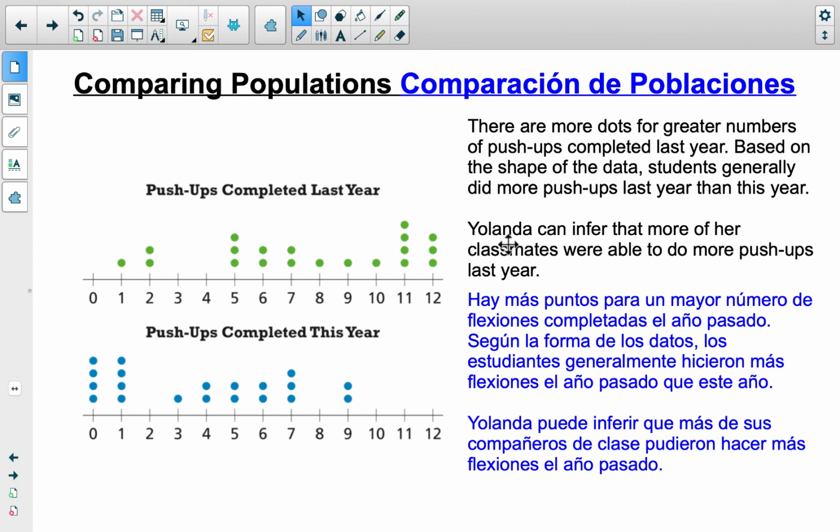Once again, notice this statement does not say every student or with 100% certainty. Remember, you're making an inference, which is an educated guess. It doesn't mean it's 100% right. Does not mean everyone could do more last year. Maybe the person who had 9 this year only did 5 last year, right? But on average, more people could do more last year than this year. Just keep that in mind when you're making an inference.